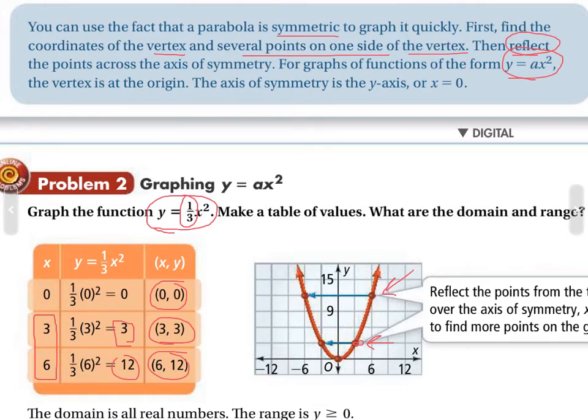Now, using the fact that the vertex, which is at the origin, sits on that axis of symmetry, we can look and see that this point was 3 units to the right, so I would have a matching point 3 units to the left. This point up here was 6 units to the right of the axis, so there would be a matching point 6 units to the left. So I would also have the point (-3, 3), and I would also have the point (-6, 12). And that gives me my symmetry and allows me to sketch that parabola.